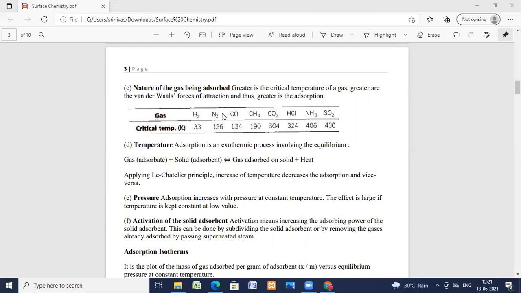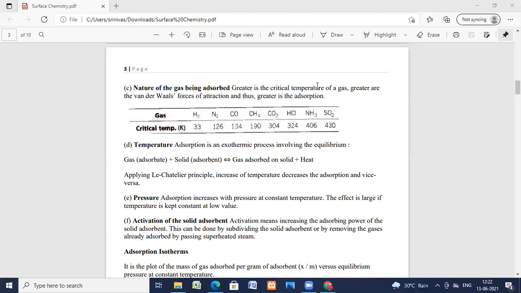Here, the nature of the adsorbate and adsorbent. The amount of gas adsorbed depends upon both the nature of the adsorbate and the adsorbent. The greater the critical temperature of the gas, the greater are the van der Waals forces of attraction, and thus the greater is the adsorption.